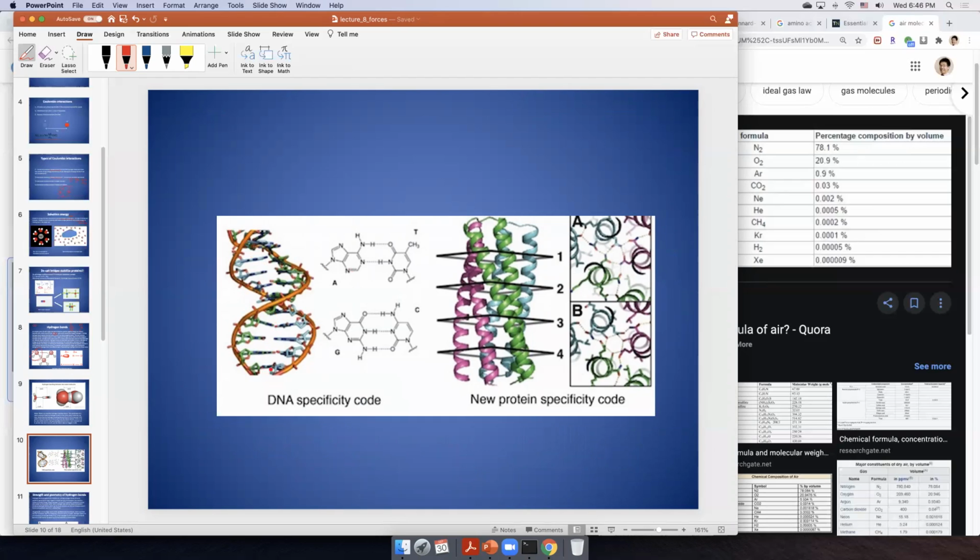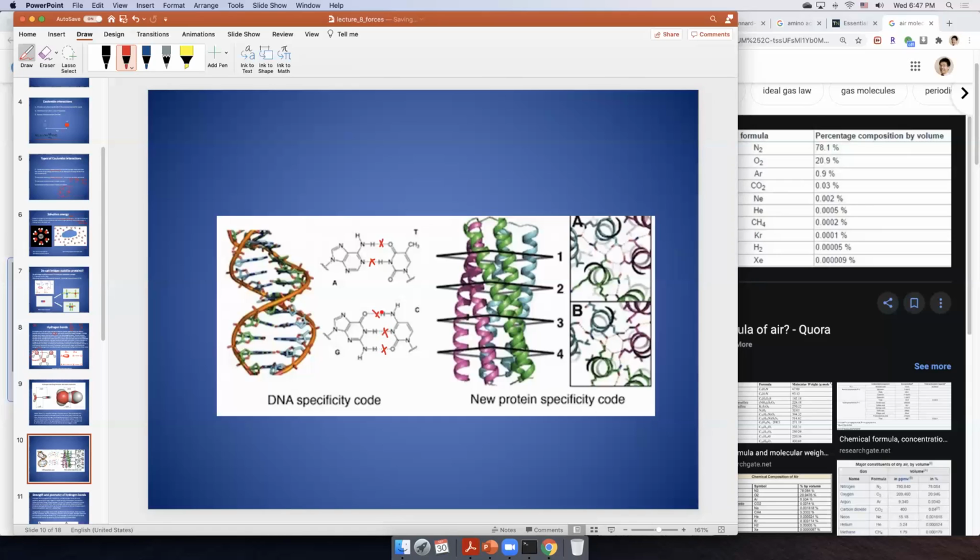We know DNA has base pairs. Why do they have base pairs? For example, A has to be paired with T, G has to be paired with C. The primary reason is the hydrogen bond, because when A and T match each other, they can form two hydrogen bonds. And when G and C pair with each other, there are three hydrogen bonds.